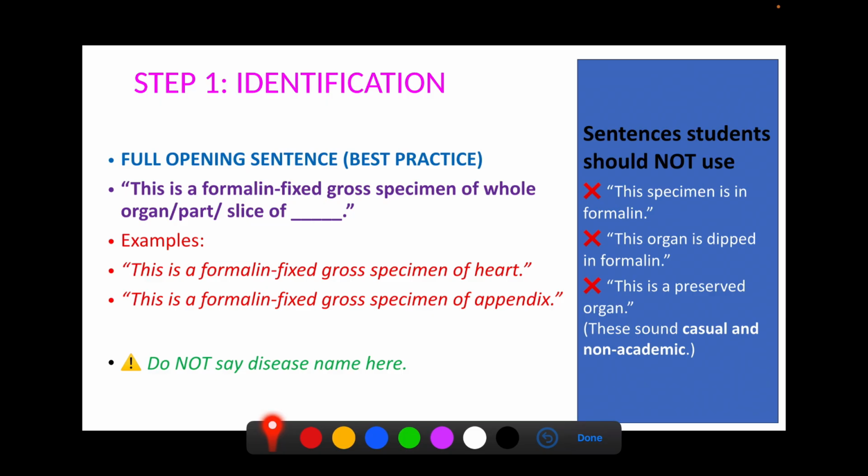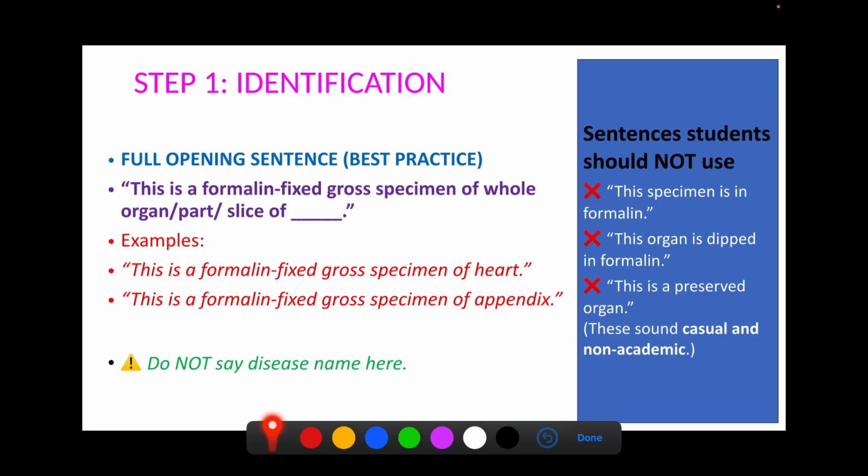Now, step 1 is identification. So always your first sentence must be: this is a formalin fixed gross specimen. If you have a whole specimen like the heart, then say it's a formalin fixed gross specimen of whole heart, or part of heart, or slice of heart.